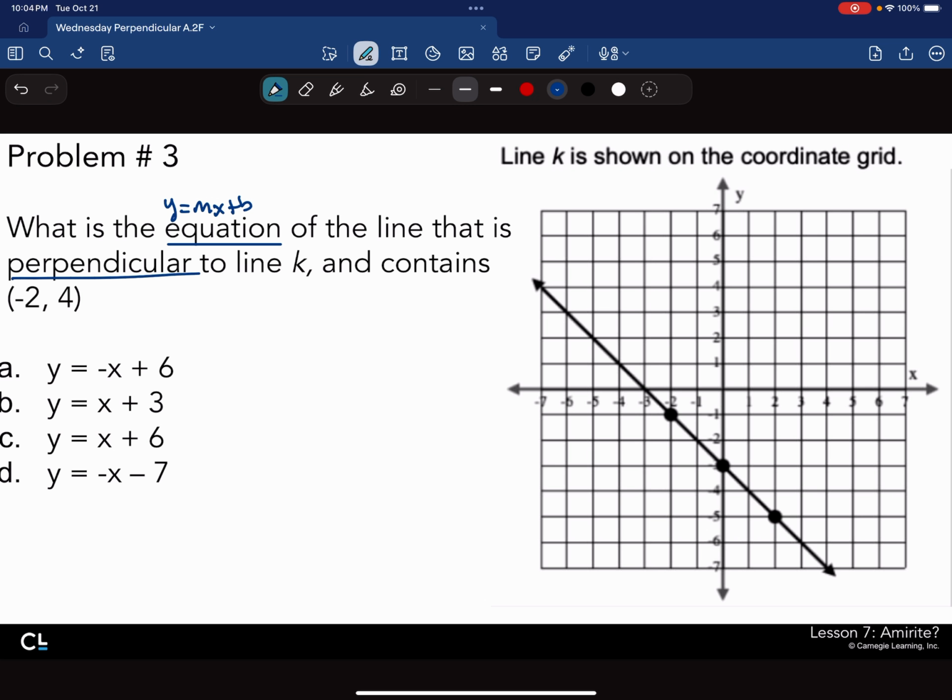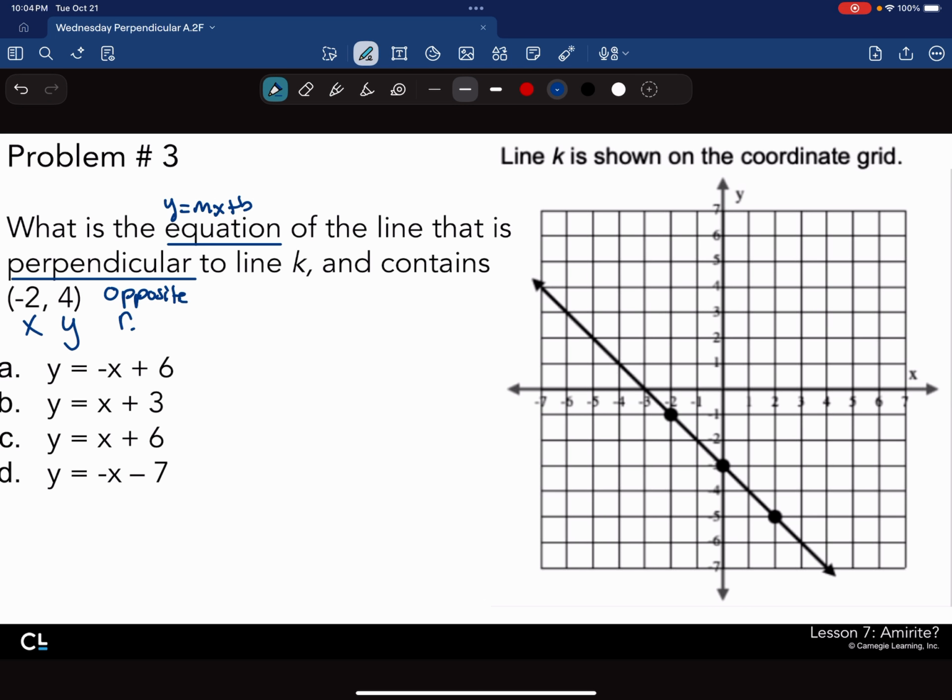It says perpendicular. We know that perpendicular means opposite reciprocal. And then our -2 is an x value and our 4 is a y value. Opposite reciprocal. There we go.